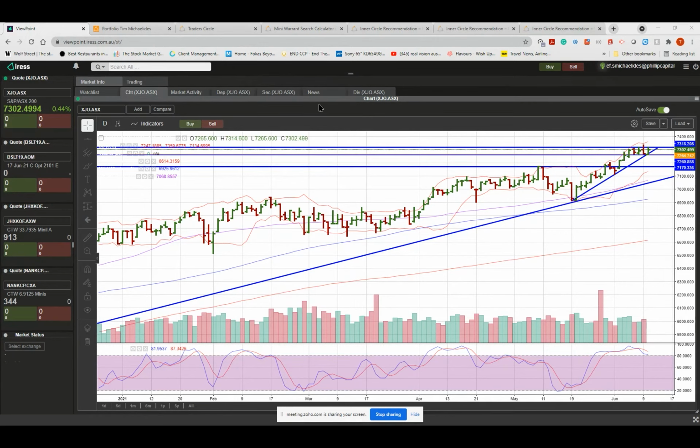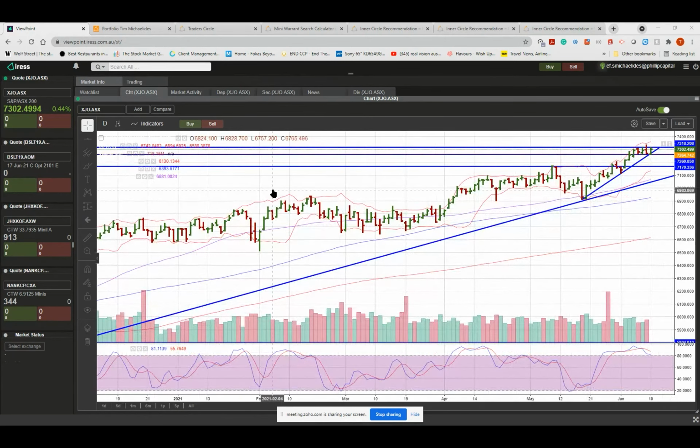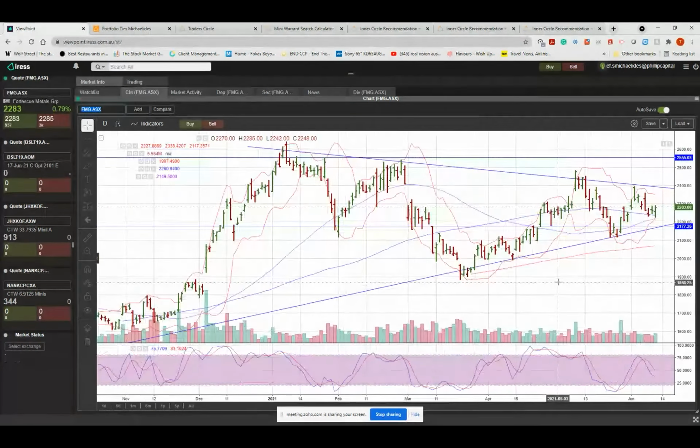Anyway, enough about that. I'm going to stop blabbing and get into it. First things first, what I want to show you is actually a mini warrant. The reason why I want to show you that is it's the most simplistic of all the strategies I'm going to show you tonight. Now, the example of the mini warrant I'm going to give is on Fortescue Metals.